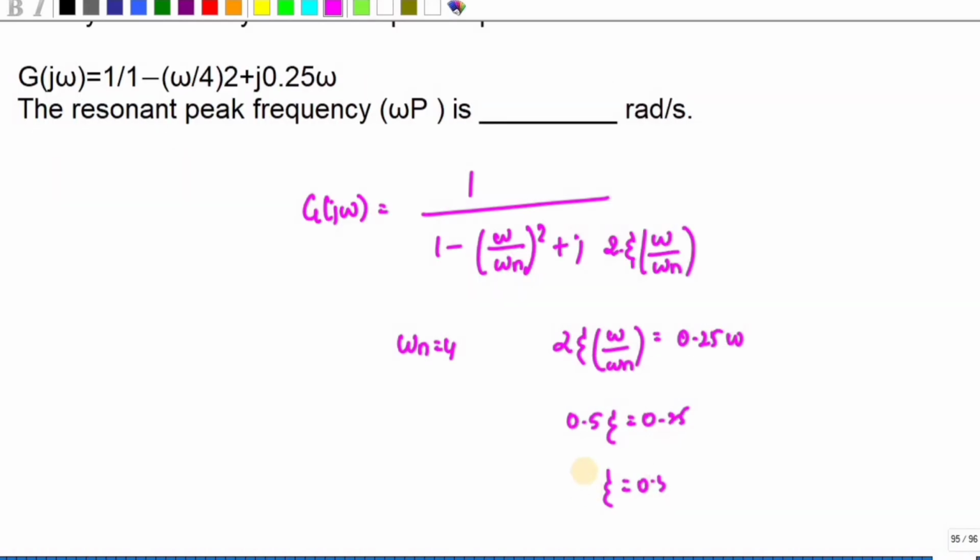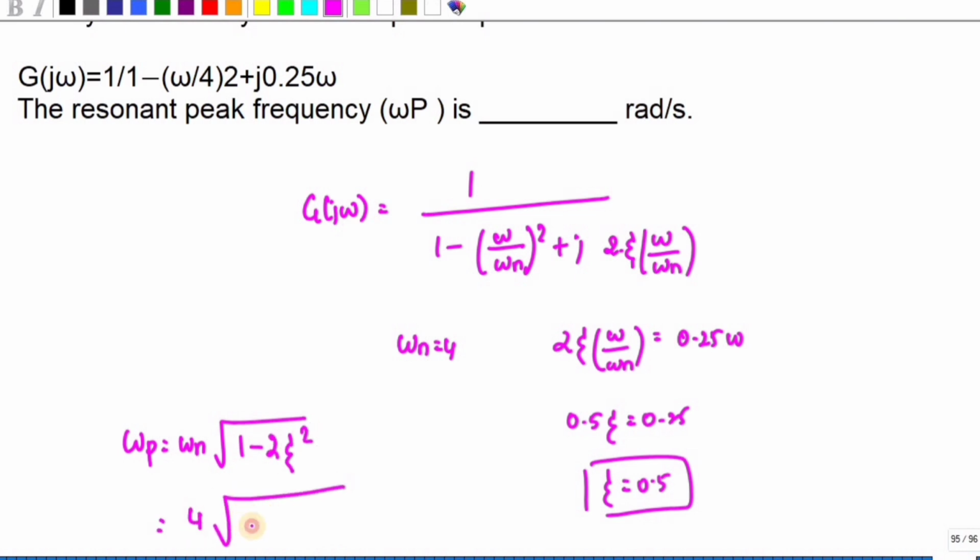So in order to find the resonant peak frequency, omega p is equal to omega n into root of 1 minus 2 into damping ratio square. So I substitute this value, 4 into root of 1 minus 2 into 0.25. So you will get the answer as 2.83 radian per second as my omega p value.